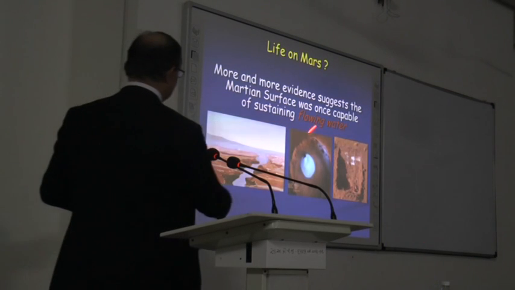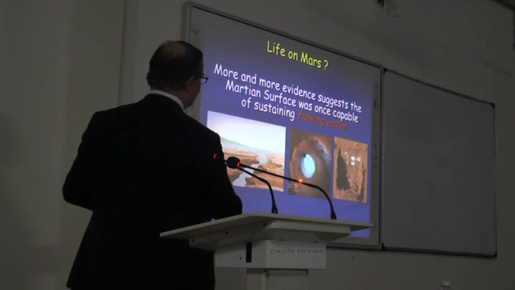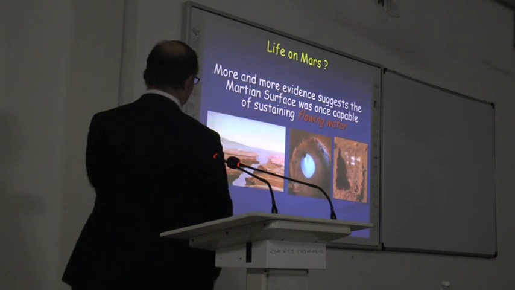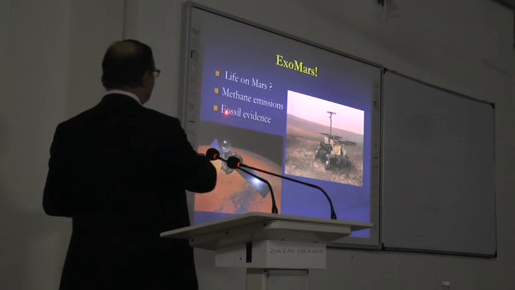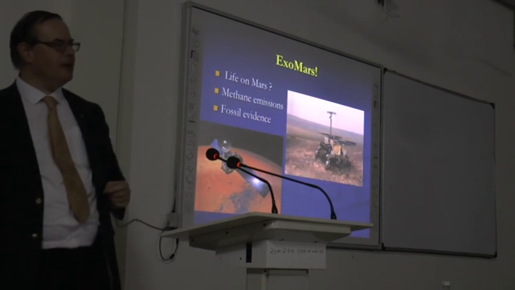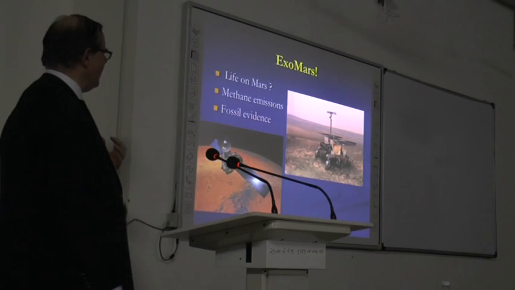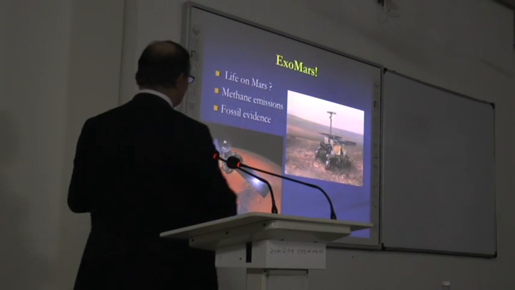We know there was potentially water on Mars. We know there's ice on Mars. We think this is what Mars might have looked like in the old days. Next slide. We know there's methane. Methane has always been felt to be a biological signature. We know that's coming up from Mars now. And we've got some fossil evidence.